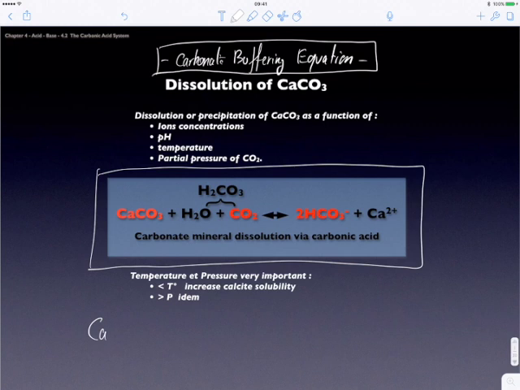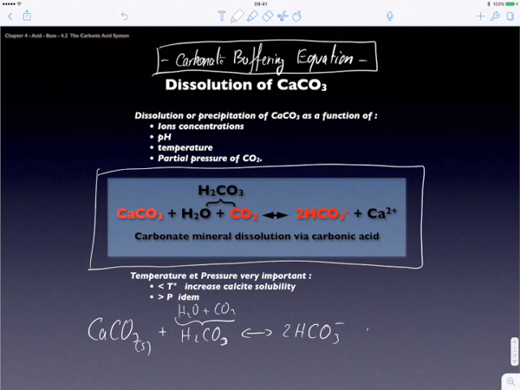It's nothing else than taking a rock, for example, solid calcium carbonate, and exposing that to water plus CO2 that will give you this famous carbonic acid. And this is an acid, and that will lead to the dissolution of this solid calcium carbonate to form 2 bicarbonate plus some free calcium.